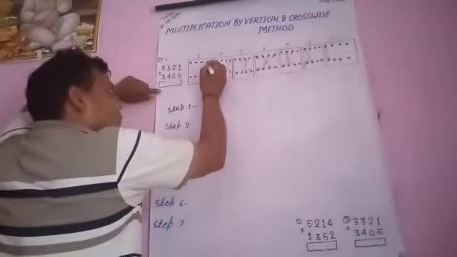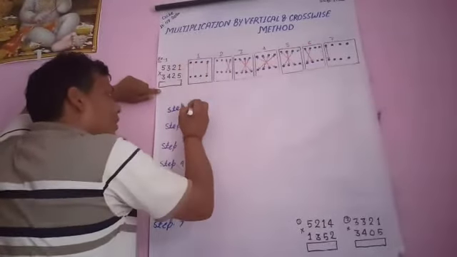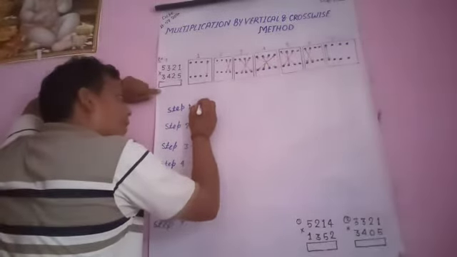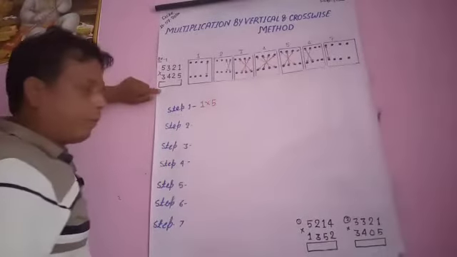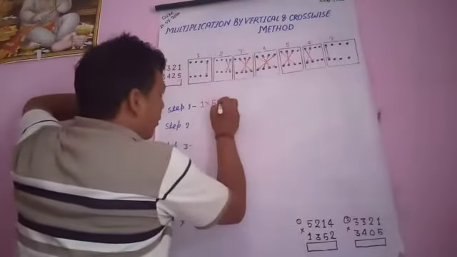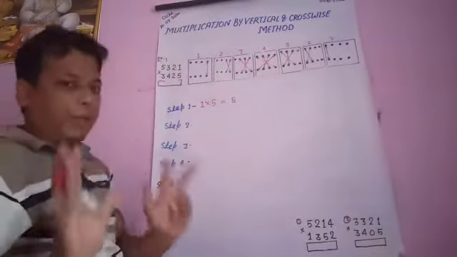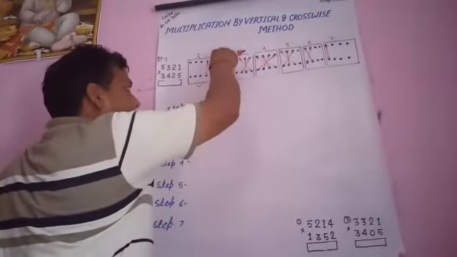In this, 1 and 5. So the first step in multiplication, 1 into 5. 1 into 5, 5 ones are 5. So step 1 is complete.